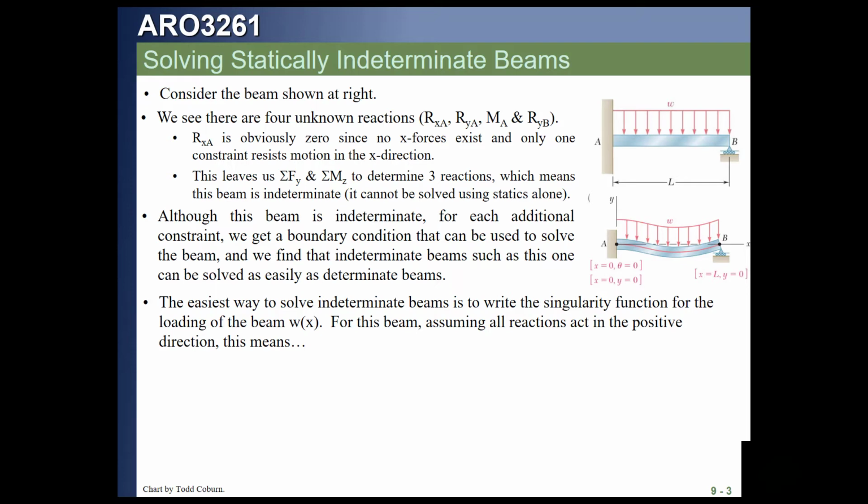Then we're going to impose our boundary conditions at B, and we will finish solving for our last unknown. When we write our loading equation for this beam, we're going to find w of x equals R at A, the reaction at A. This is assuming that our reaction at A acts in the positive direction, and that our moment acts in the positive direction.